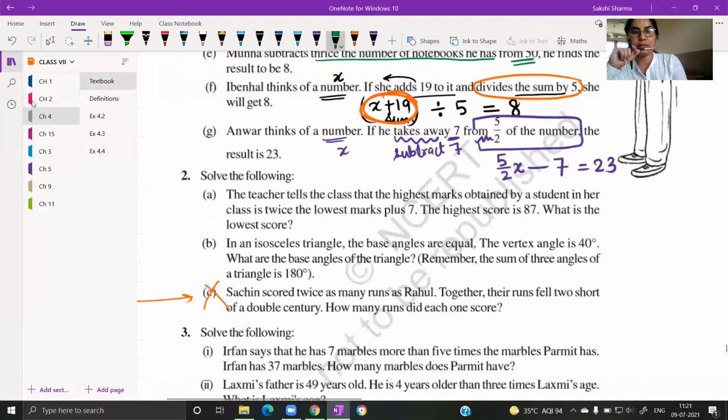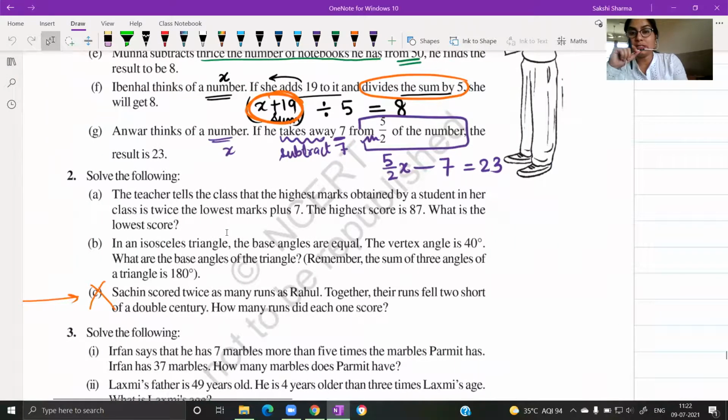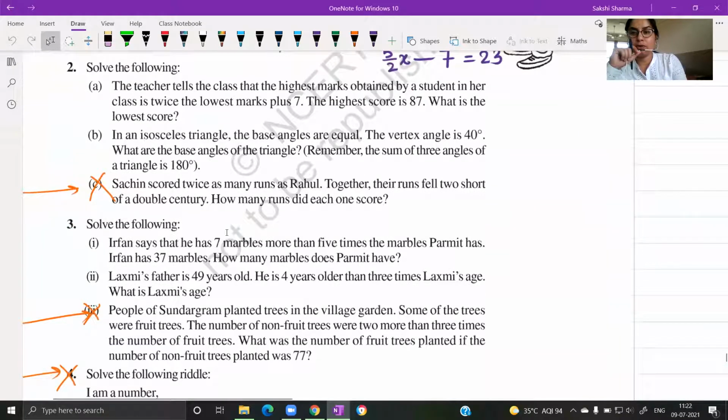Question number 2, first part. This is a question we have done in 4.1, I think. Do you remember the statement? Yes, ma'am. If you remember, then very good. In case you don't, you can check the last question of exercise 4.1. These questions are from there. The teacher tells the class that the highest marks obtained by a student in her class is twice the lowest marks plus 7. The highest score is 87. What is the lowest score?